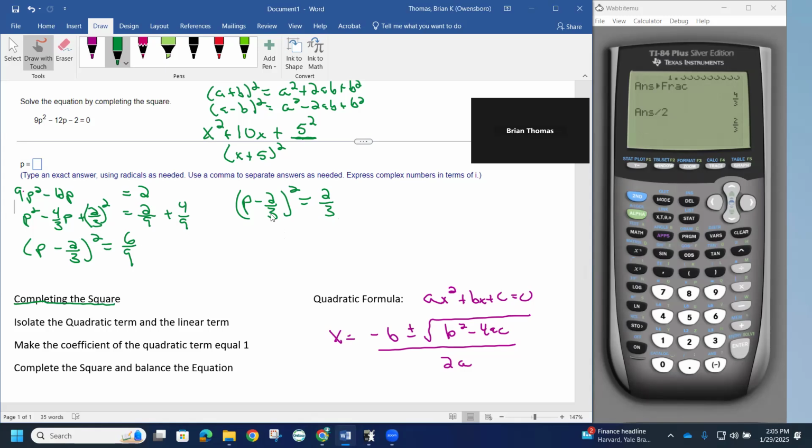Now, once we've got it in this form, we can take the square root of both sides. In doing so, the power 2 and the square root will cancel each other out. And this will give us this p minus 2/3. And over here, we're going to have plus or minus the square root of 2/3. So it's going to be the square root of 2 over the square root of 3.